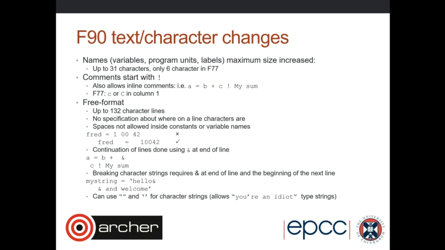And if you actually want to break up character strings, then you need to put an ampersand at the end of a line and at the beginning of the next line, as we can see in this: my string equals "hello and welcome". Fortran 90 also lets you mix quotation marks as well. So you can now write "you're an idiot", using the apostrophe in "you're", and put that inside a character string.